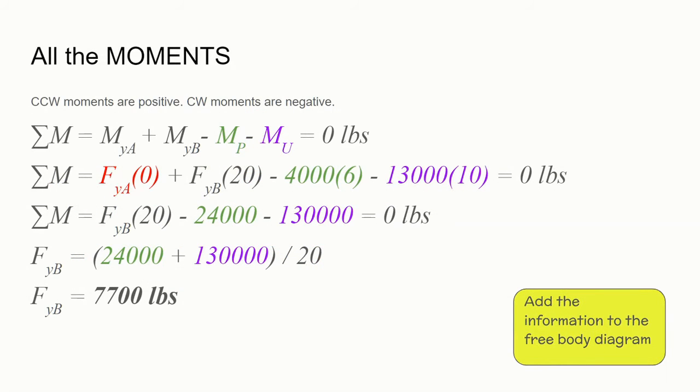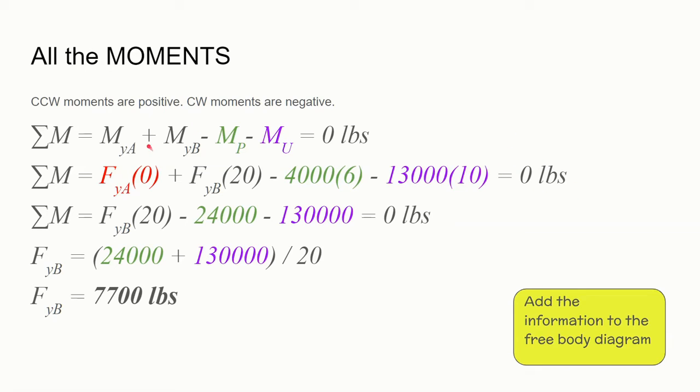All right, so let's start with moments. I'll try to make this easier to follow. So I'm going to start by looking at the moments. We're going to say the sum of the moments, the moment in Y at A, the moment at YB, the point load moment, and the uniform load moment has to be equal to 0. We're going to take those and turn it into force times distance. So the force right here times 0, that's going to be 0. We can get rid of that because it's going to be 0. The reaction force at point B times 20 feet. The point load times 6 feet. The uniform load times 10 feet is going to equal 0.